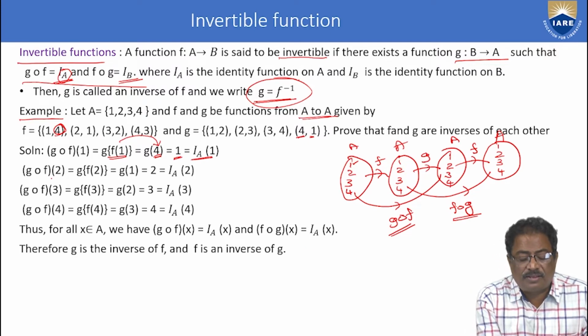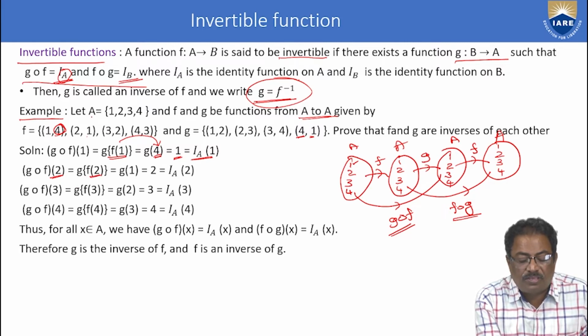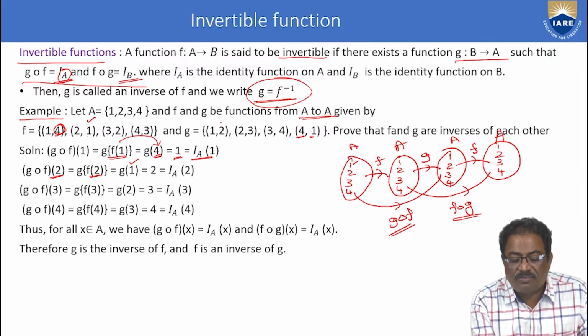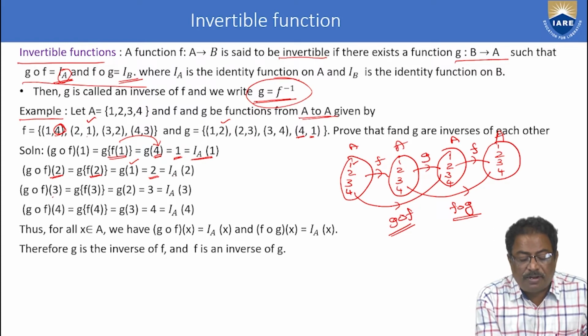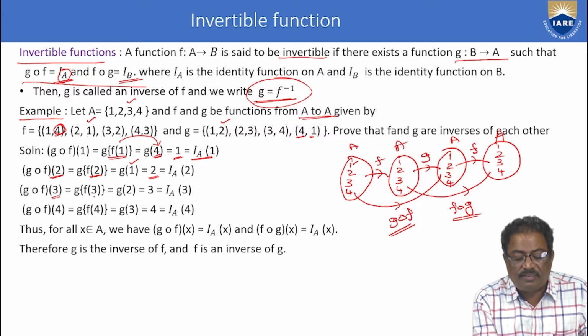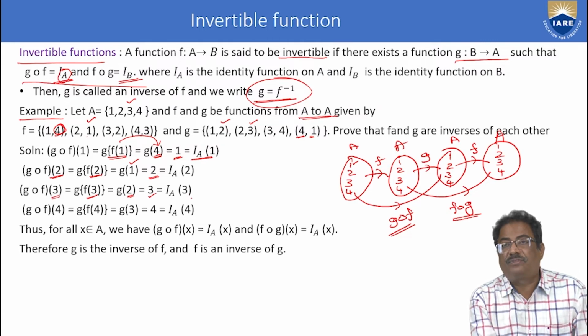And similarly for the other one, g of f of 2. What about f of 2? F of 2 is equal to 1. So g of 1, I am getting. What is g of 1? It is 2. So this is 2. And similarly g of f of 3. So f of 3 is what is given? 2. So g of 2. What is g of 2? G of 2 is 3. So then it is I_A of 3.